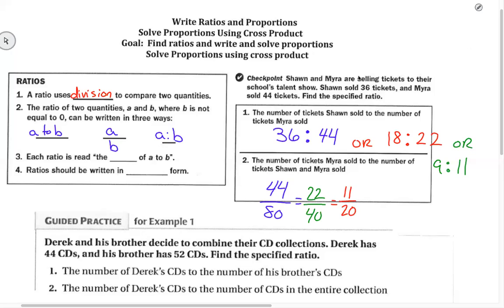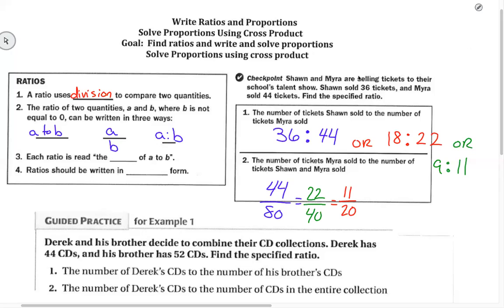Ratios typically compare 2 things that are similar. For example, boys to girls, that's a ratio. They're both talking about people. In this case, Sean's tickets and Myra's tickets, they're both tickets. Classrooms to a building, they're both talking about rooms.